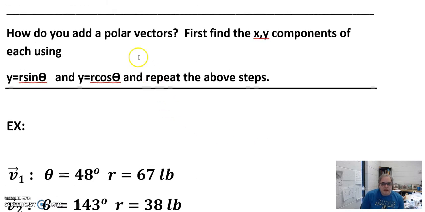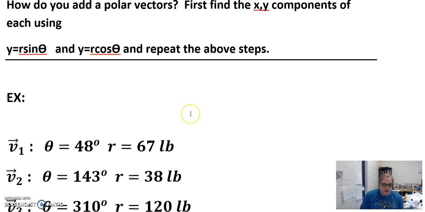All right, how do you add polar vectors? Well, first thing you're going to do is find the xy components of each vector. This is called the component method. And I advocate the component method is the best, most efficient way of doing it. People will show you other ways, whatever. This way always, always works.